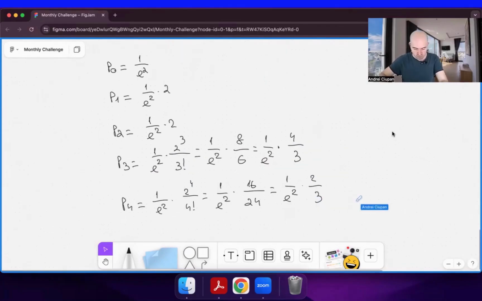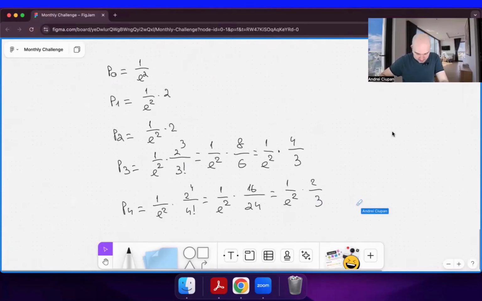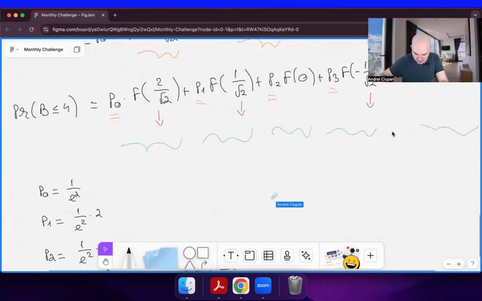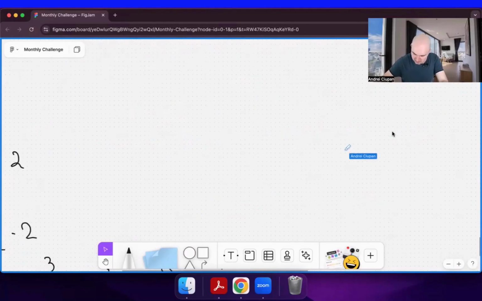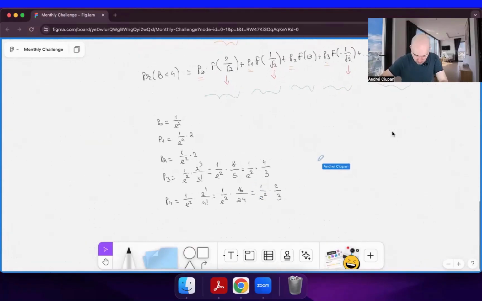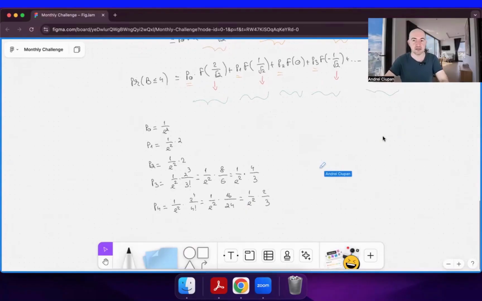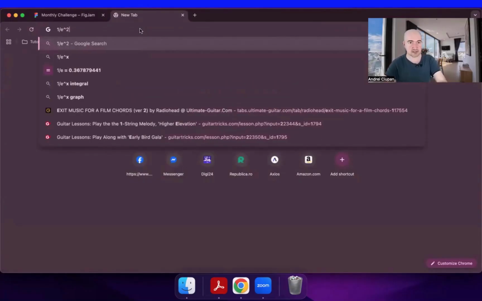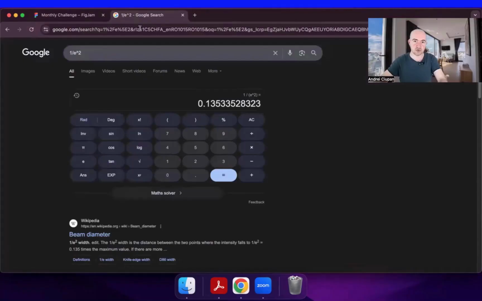Okay, so let's approximate these values. By the way, we can also do this in a Python script. But for now, let's just stay on the whiteboard and just calculate these values real quick. So first of all, let's write 1 over e squared. Let's see what that looks like approximately.